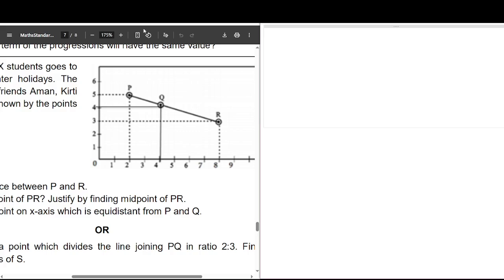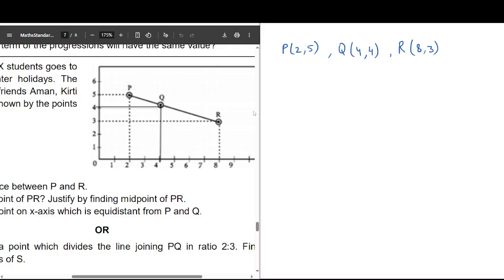Now we can see that the coordinates of point P are, on the x-axis, 2, so the x coordinate is 2, and on the y-axis, 5. So the coordinates of point P are 2 and 5. In the same way we can find the coordinates of Q. On the x-axis it's showing 4 and on the y-axis it's showing 4. So the coordinates of Q are 4, 4, and for point R, the x coordinate is 8 and on the y-axis it is showing 3. So the coordinates are 8, 3. So we got the coordinates of all 3 points.